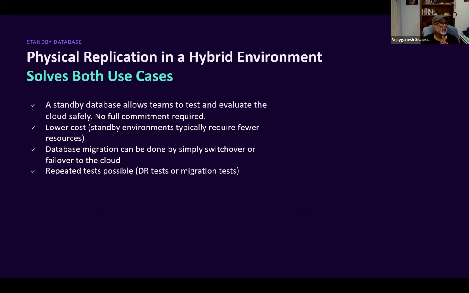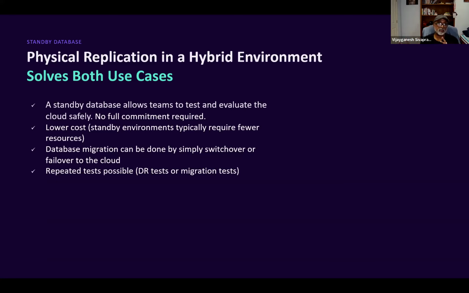So physical replication in a hybrid environment solves both these use cases, for example, both your DR and your migration steps. A standby environment allows your development and testing teams to test and evaluate cloud safety. Your infrastructure team, your security team can test your cloud safety. And you don't need to have a full commitment as well. So for example, once you spin up an environment, if you're not satisfied, you can just drop those environments and recreate, which is in another 30 minutes, you can spin up another environment, which is not the case for your on-premise.